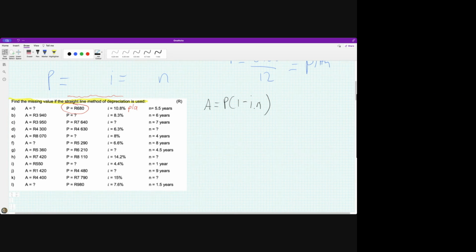While you do that, I'm going to get my calculator. So if you don't already have your calculator, I would suggest you get it on standby, because financial maths is a very calculator section.